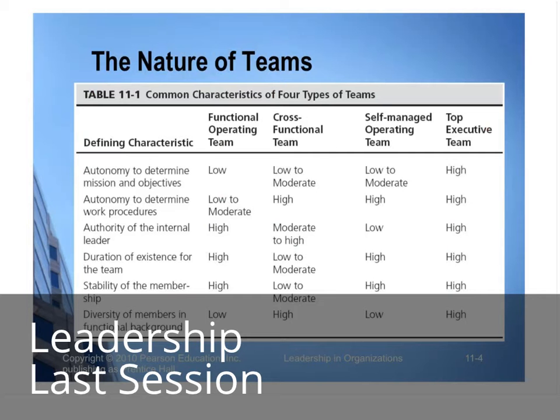So the common characteristics of teams are, let me just increase it. Yeah. So first of all, we have autonomy to determine mission and objectives. So you have functional operating team, you have cross-functional team, you have self-managed operating team, and you have top executive team. So if you look at the characteristics, you see that when you have autonomy and automatically everybody will understand what their mission is, you are looking at top executive team. So the higher the level of your team knowledge, responsibility, and position, the higher your autonomy and ability.